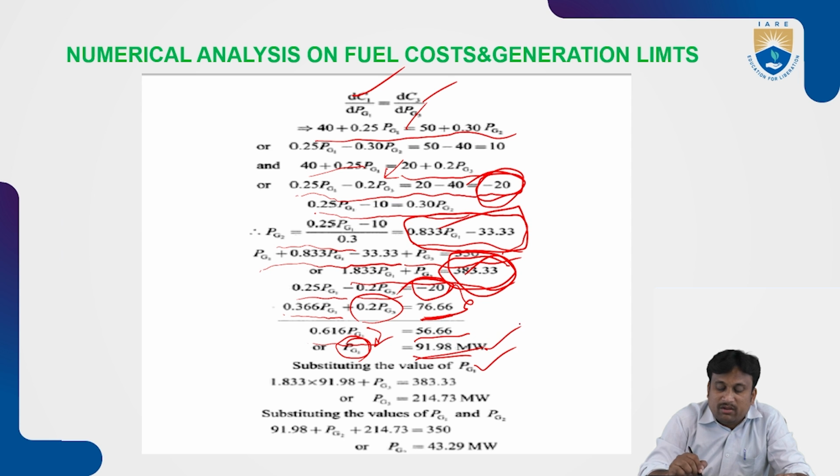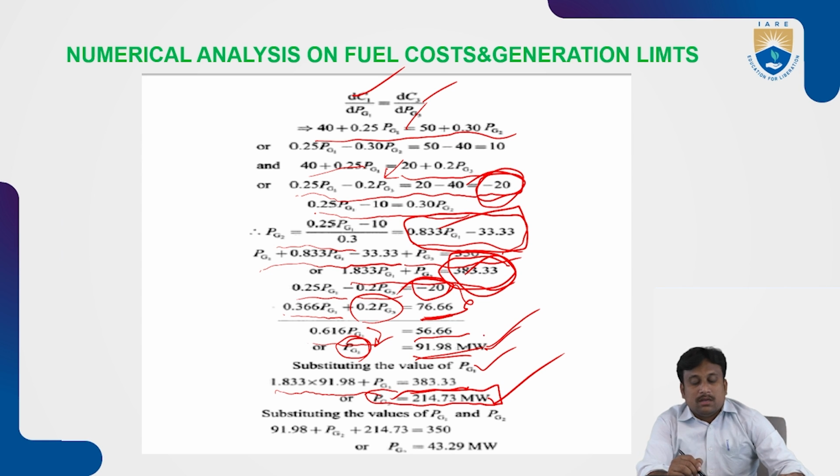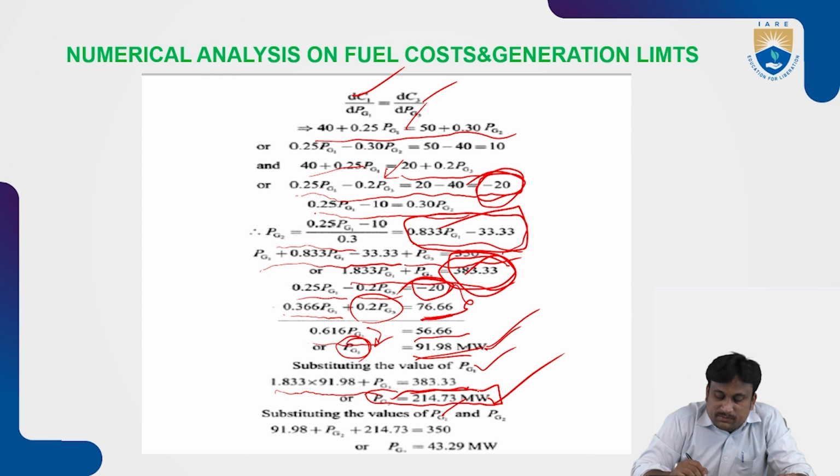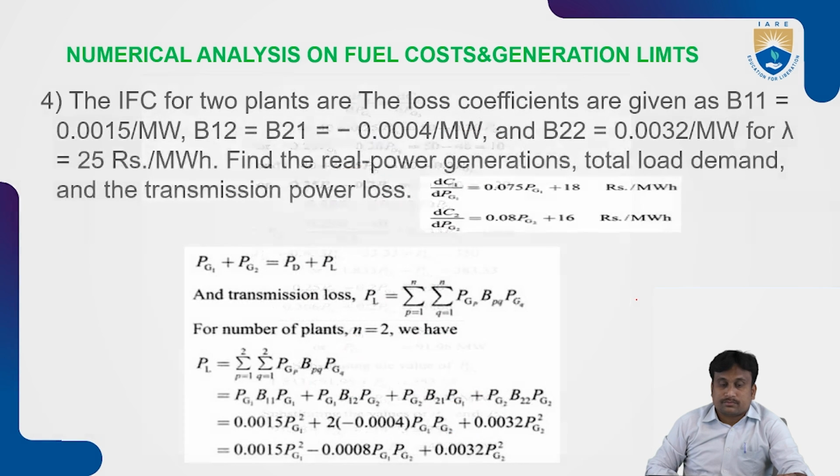So substituting the value of Pg1, you may get 1.833 into 91.98 plus Pg3 equals 383.33, or Pg3 equals 214.73 megawatts. Now substituting the values of these Pg1 and Pg3 in the above expression, 91.98 plus Pg2 plus 214.73 equals 350. So with this you may get the second Pg, which is 43.29 megawatts.